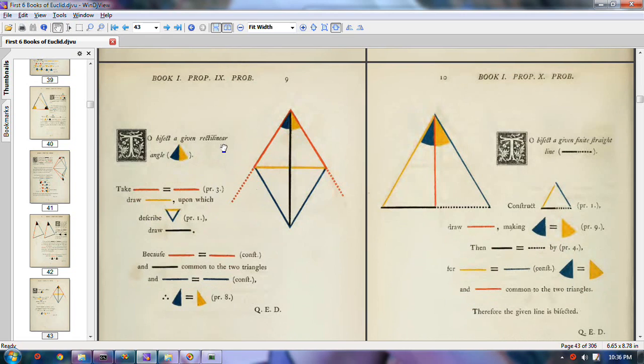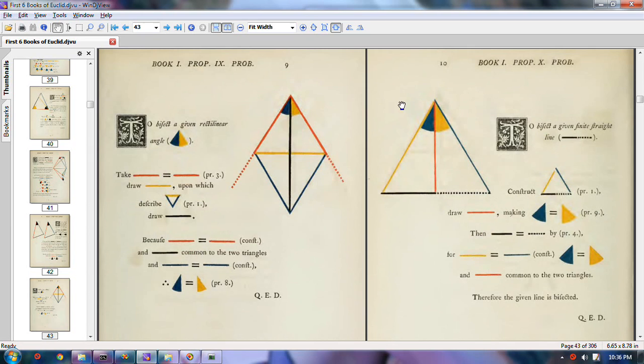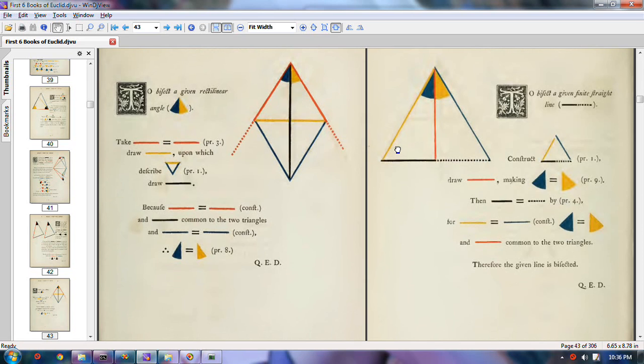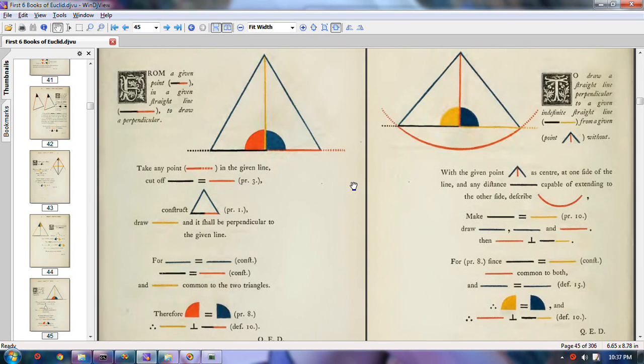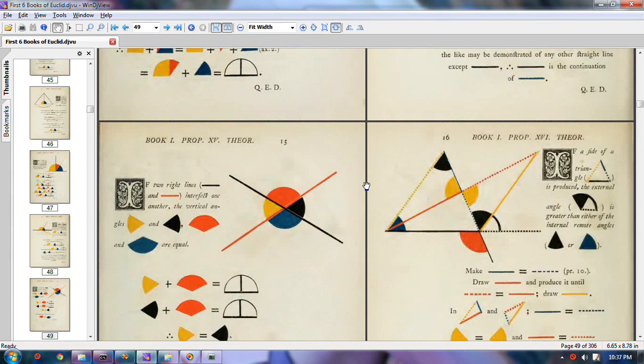And just scanning forward, let's see what's coming up here. Here we're being given a procedure for bisecting a rectilinear angle. You see, I thought I could do it, but I can't. I couldn't because of the reasons I gave before. Bisecting an angle is crucial to the constructions to follow. Let's see what comes up.